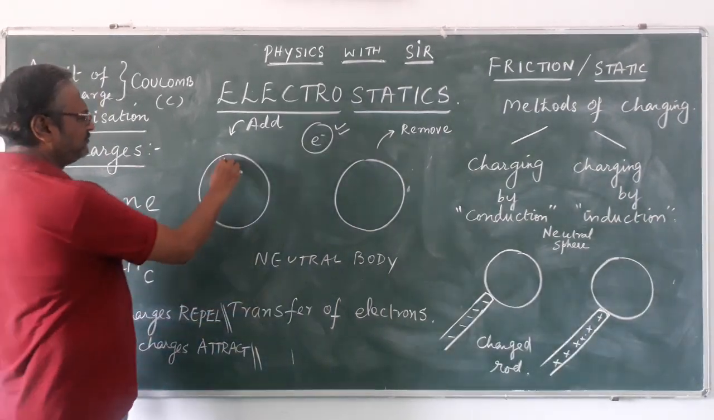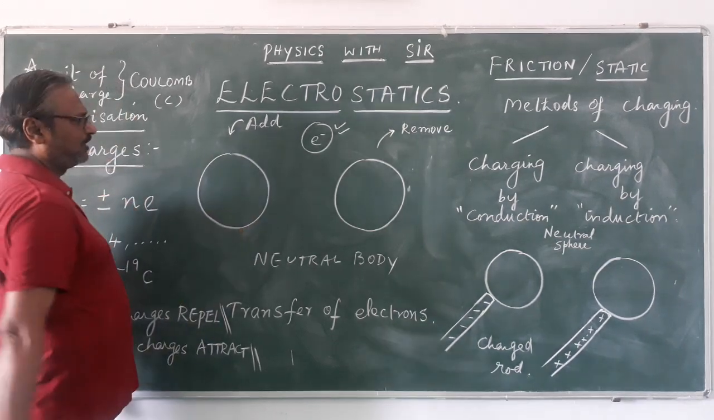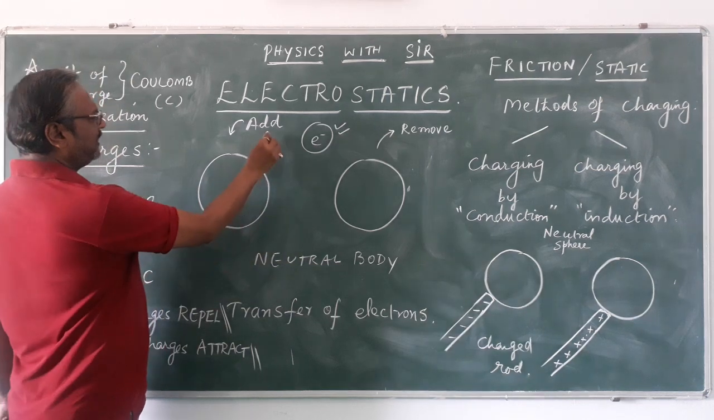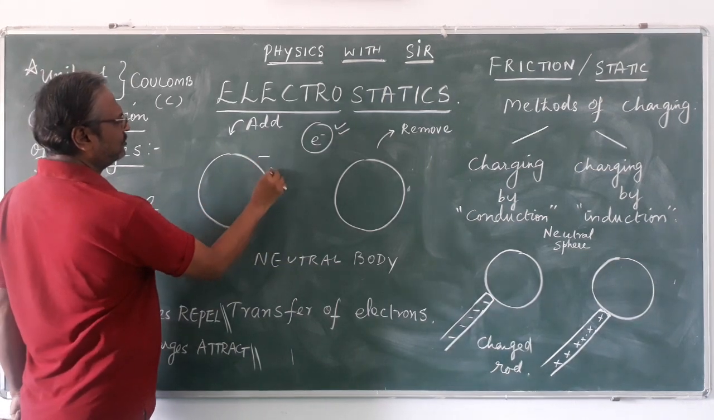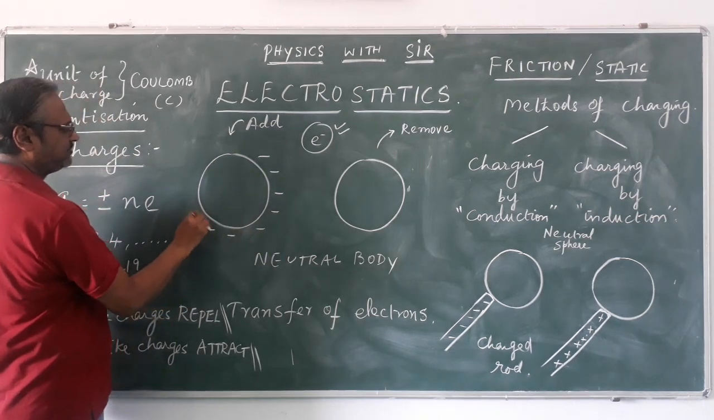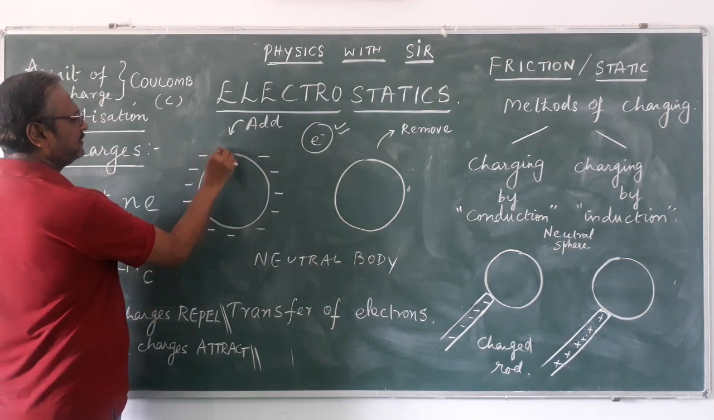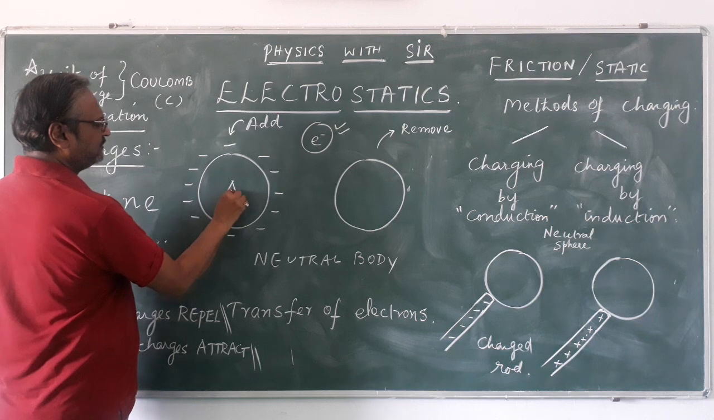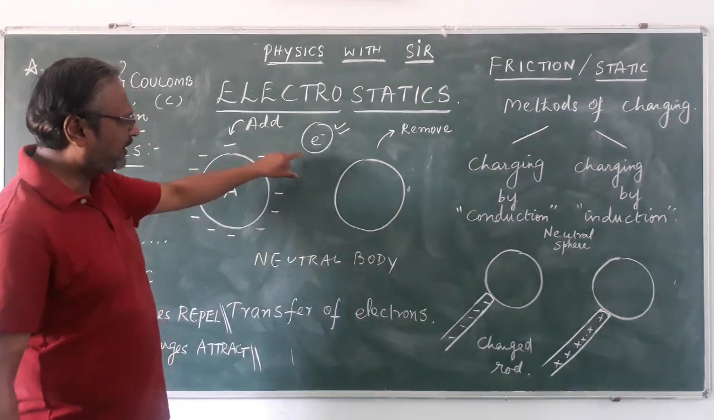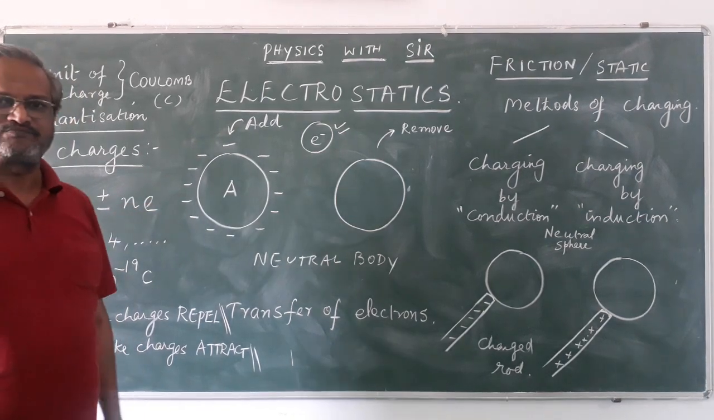Let us take a sphere here, and I want to charge it. When I add electrons, this object becomes negatively charged. Let us say this body is A. The body A is negatively charged when I add electrons to it.